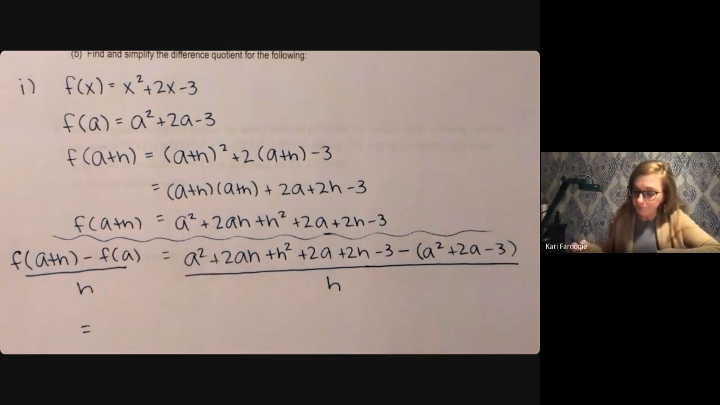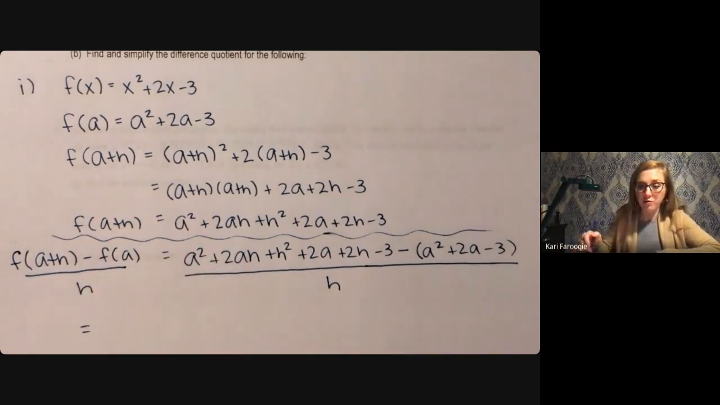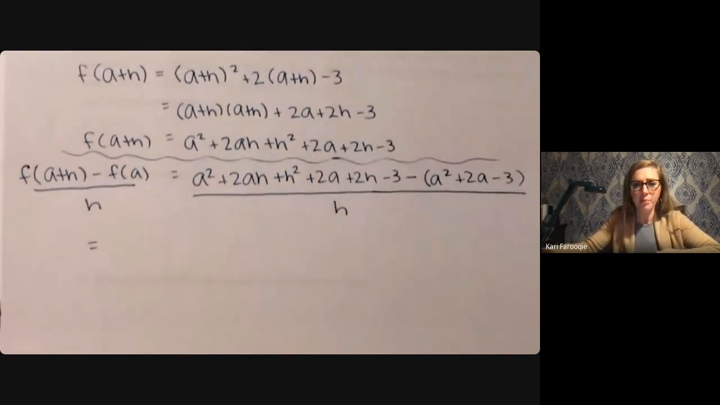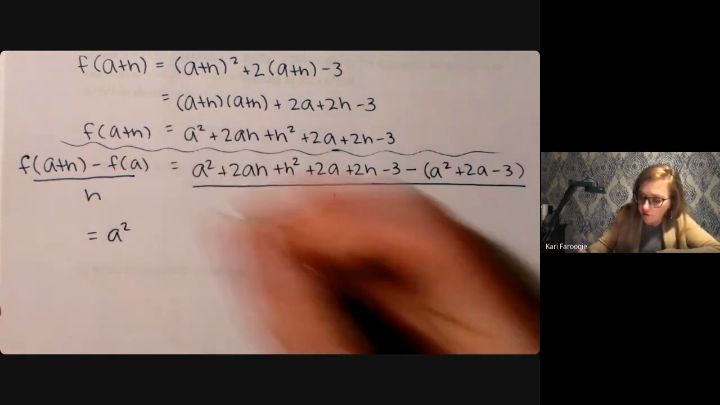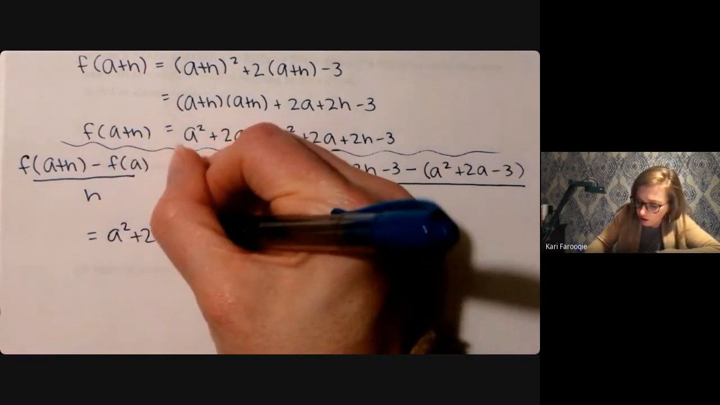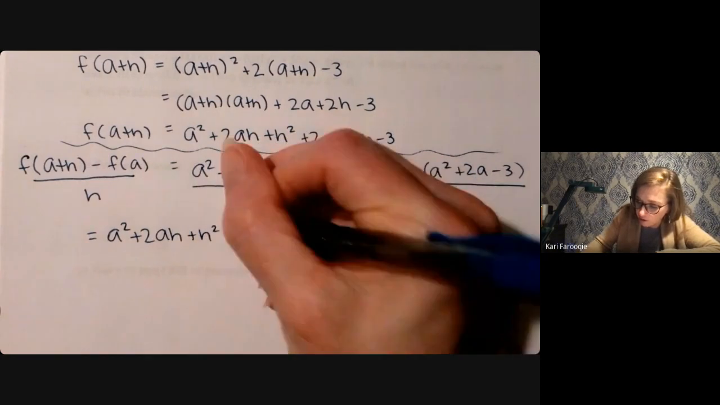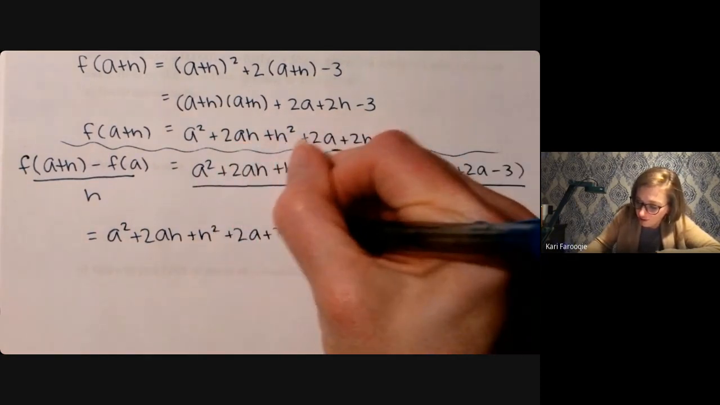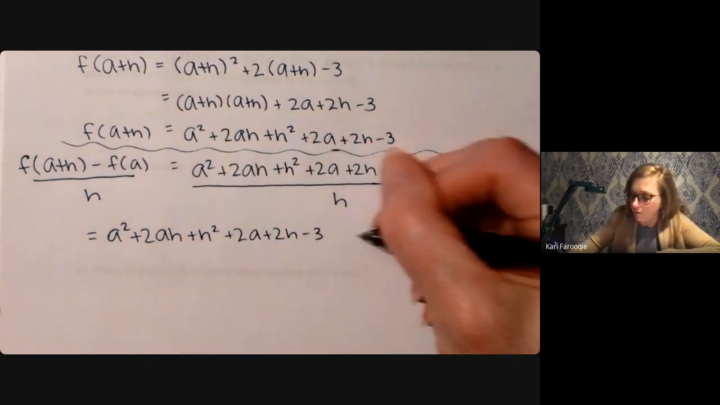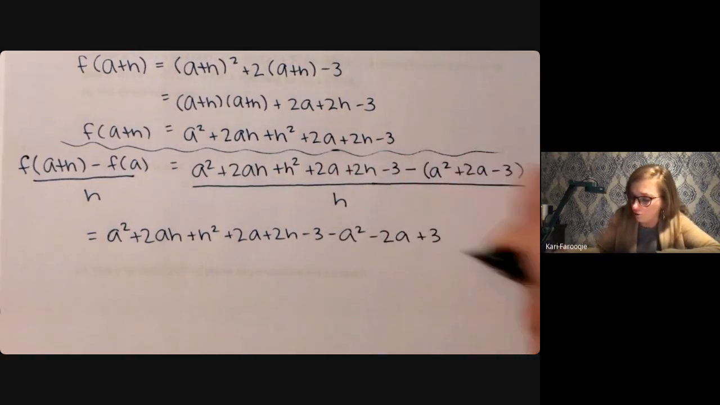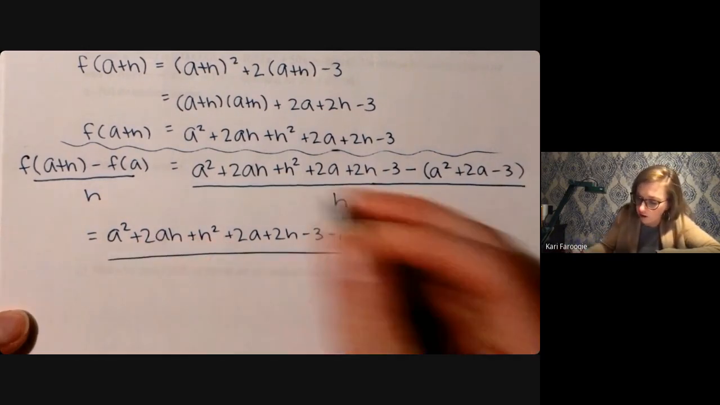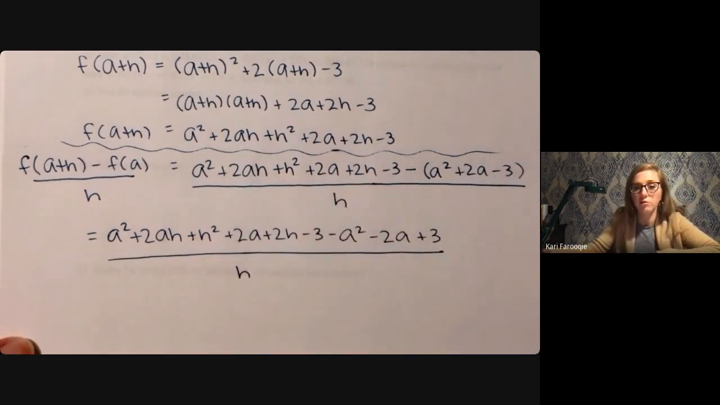Okay, all right, so we're going to simplify our difference quotient now by distributing that minus sign into the parentheses. We have a squared plus 2ah plus h squared plus 2a plus 2h minus 3 minus a squared minus 2a plus 3, divided by h. Now, if you've done this correctly, you'll notice that the terms in f of a are going to become additive inverses of terms you already have.